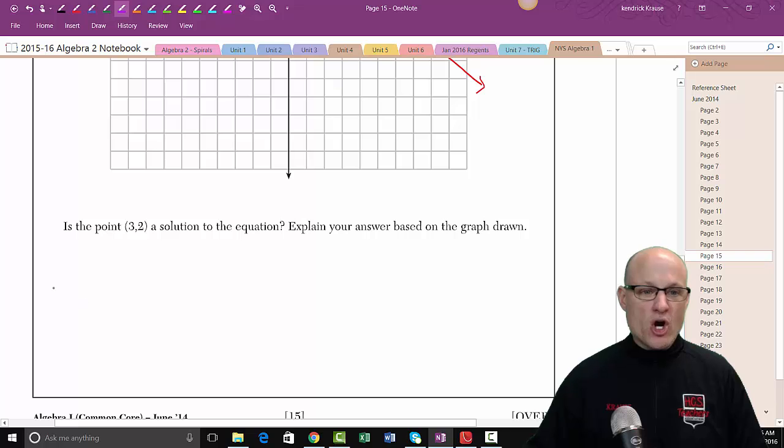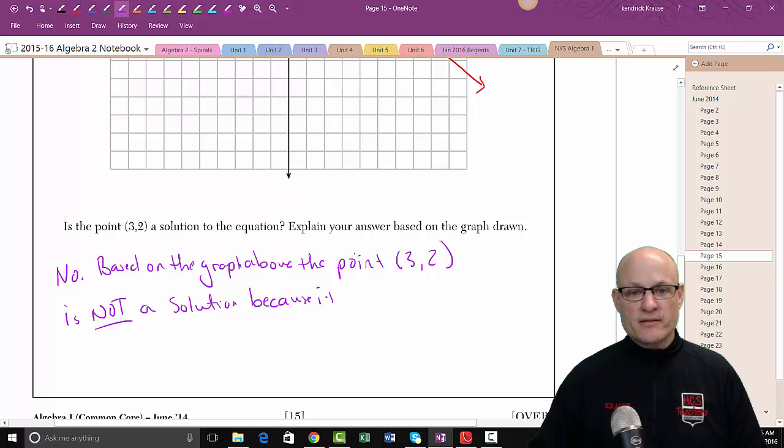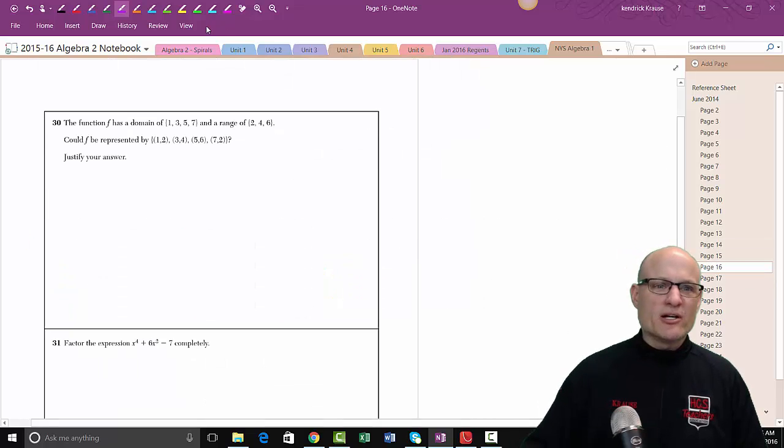So you would have to say no and give some sort of explanation. And it can be just as simple as, based on the graph above, the point 3 comma 2 is not a solution because it does not lie on the line. That's it. By the way, you can tell why I'm a math teacher, not an English teacher. Handwriting's terrible. 16, here we go.